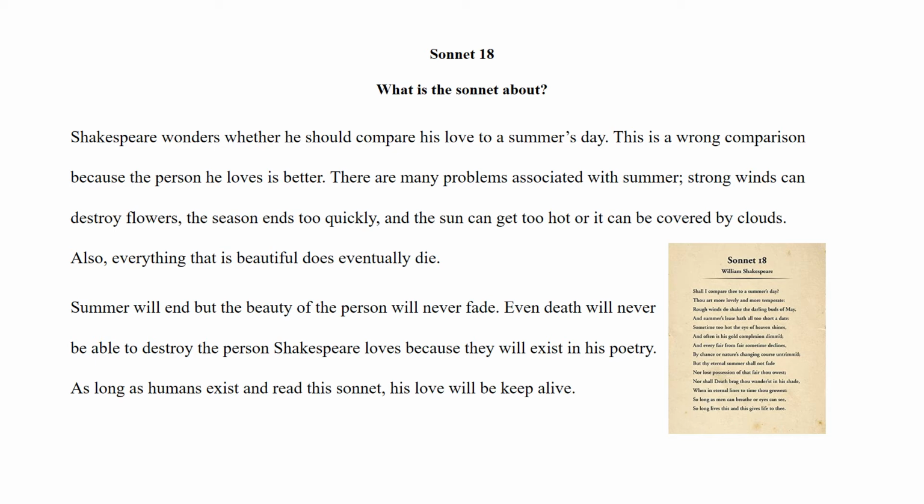Summer will end, but the beauty of the person will never fade. Even death will never be able to destroy the person Shakespeare loves because they will exist in his poetry. As long as humans exist and read this sonnet, his love will be kept alive.